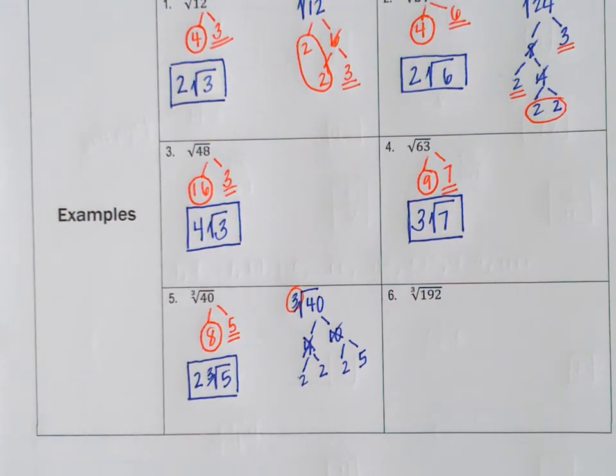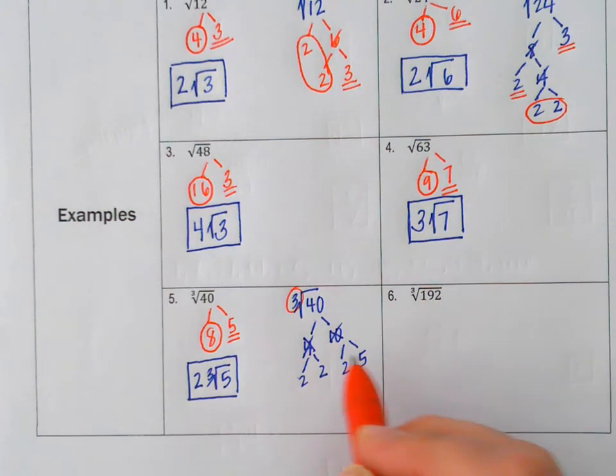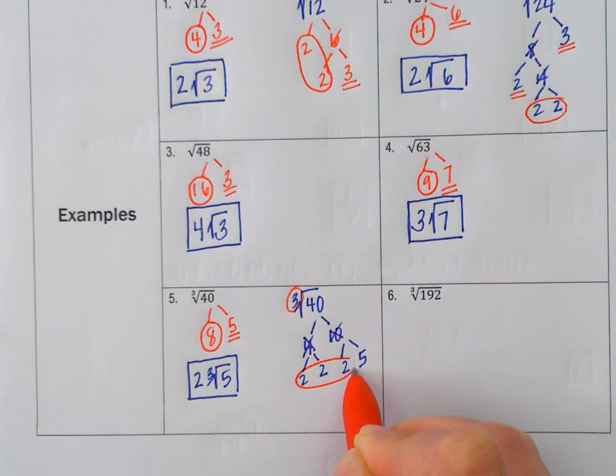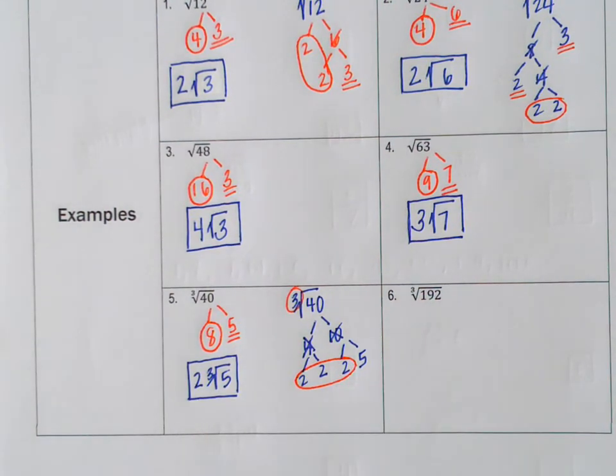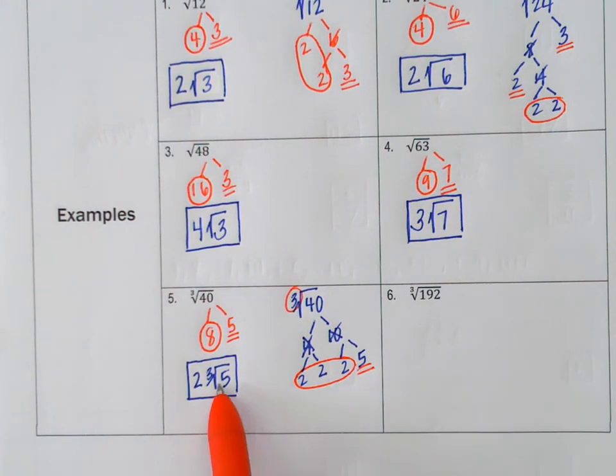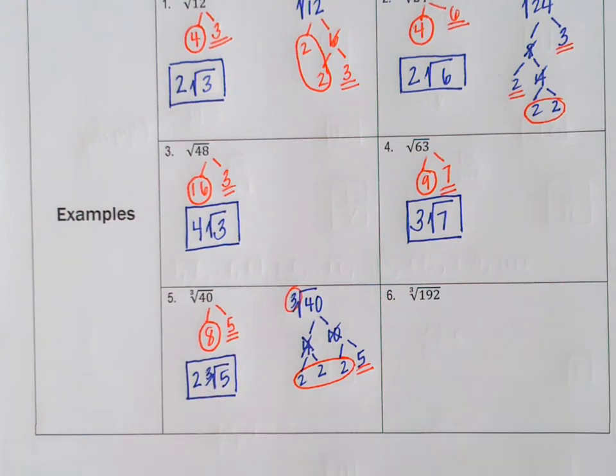So now because of the cube root, instead of looking for groups of 2 of the same number, I'm now looking for groups of 3 of the same number. So I have a 2, 2, and a 2. I have three 2s. And so that 2 can come out. And then what's left, the leftover 5, stays inside the radical. So you get the same answer, 2 and the cube root of 5, no matter which method you use. Okay, so I want you guys to pause me here. I want you guys to try 6 on your own and then come back and make sure that you got the right answer.